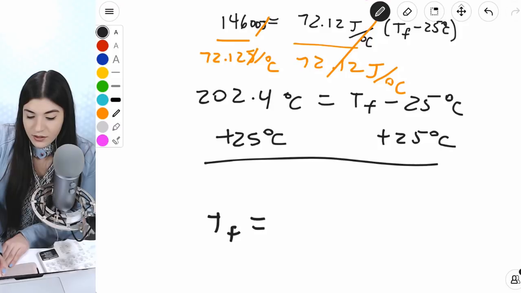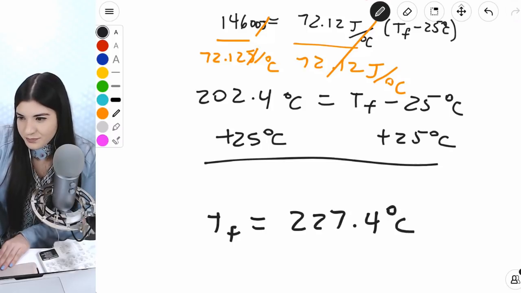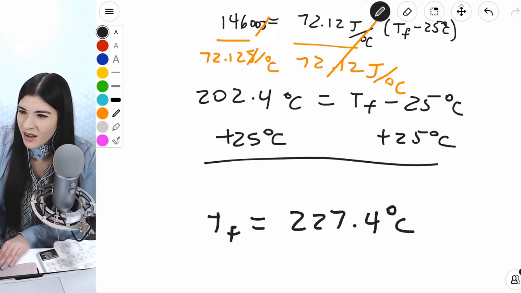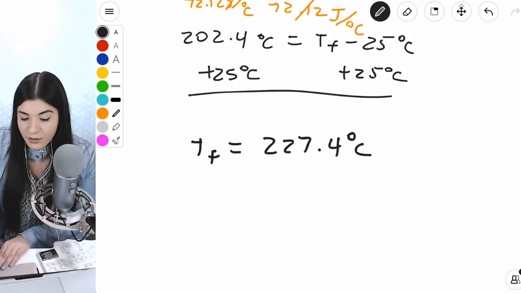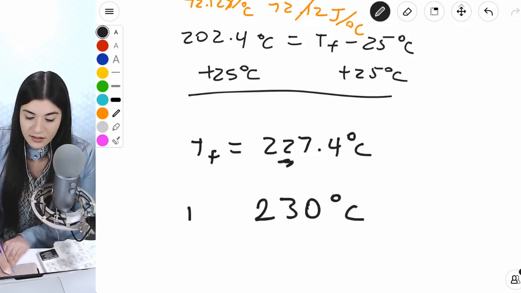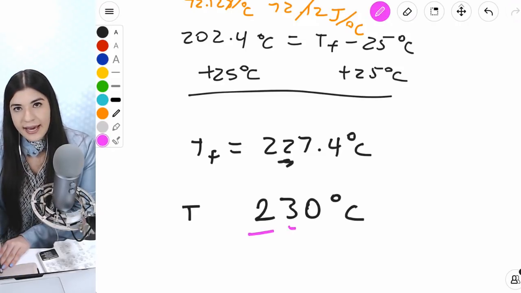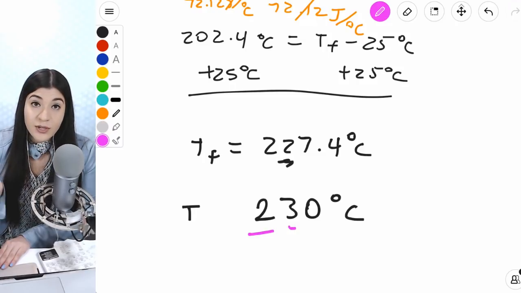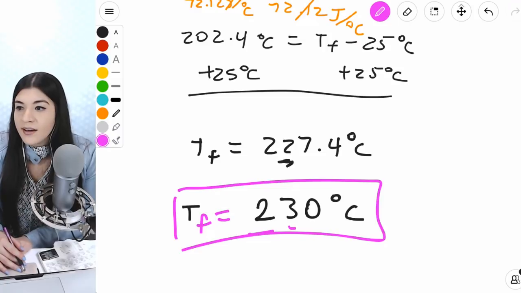So T final is going to equal 227.4 degrees Celsius. Let's go back to looking at what you have. The lowest amount of sig figs you have is 2, so I'm going to round to just 2 sig figs. I could round up and see that this could have been 230 degrees Celsius. Remember, it's just these two sig figs that count. That 0 at the end does not, since there is no decimal place. So this would have been T final, and we are done.